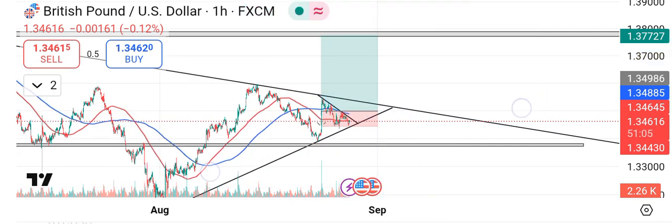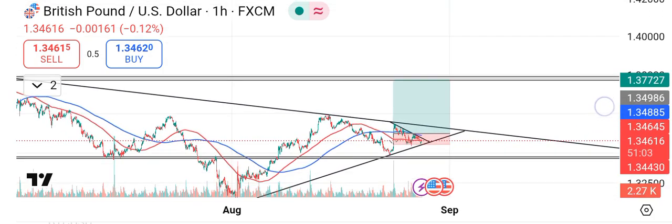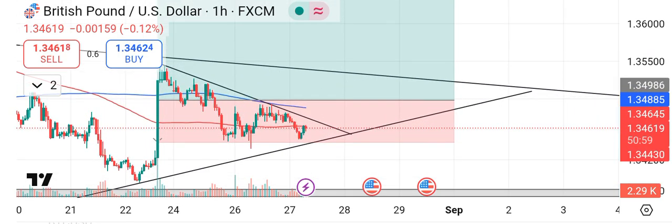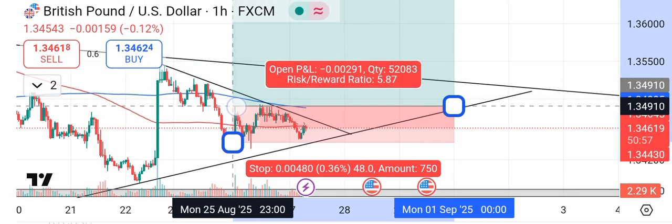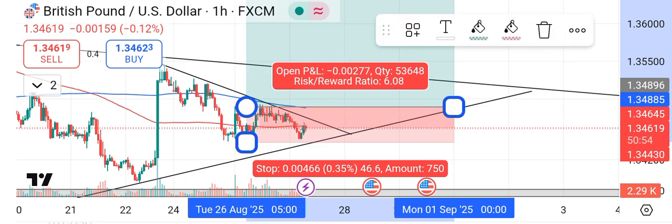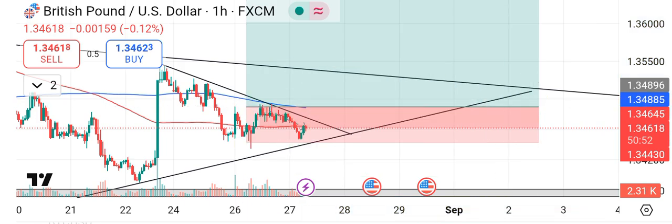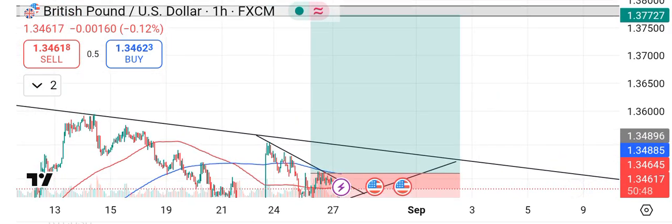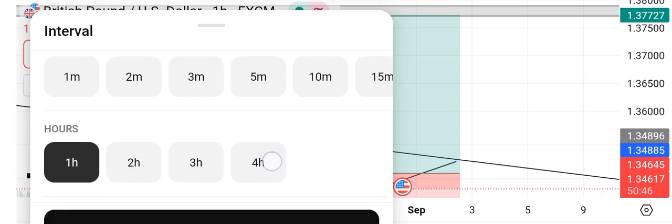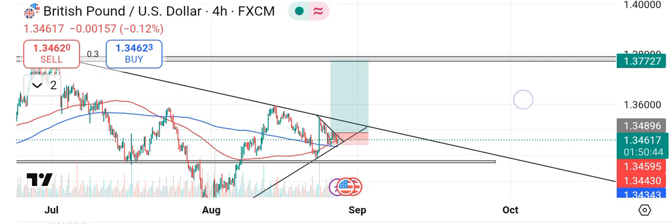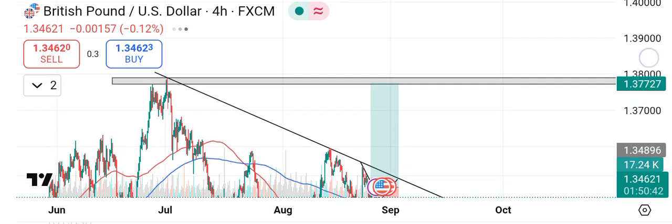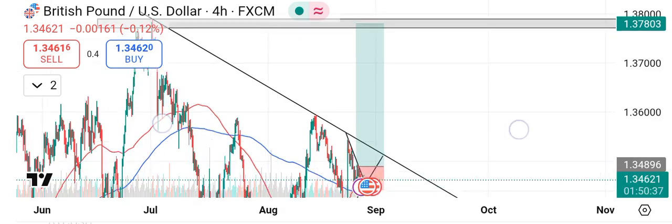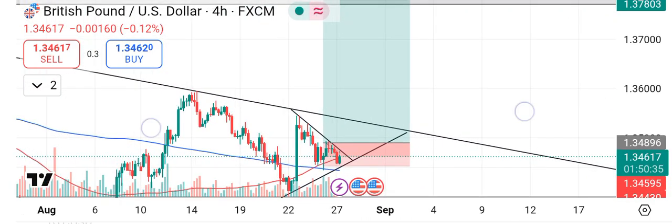And this is the 1:5. Once we get a little breakout here, the entry will be around here. The stop loss will just be here, and then the take profit will be targeted high. This is 1:6. Let me go back to the 4 hour time frame so you can see it clearly. Okay, this is it, the take profit now. This is the target back to the resistance. This is 1:6.